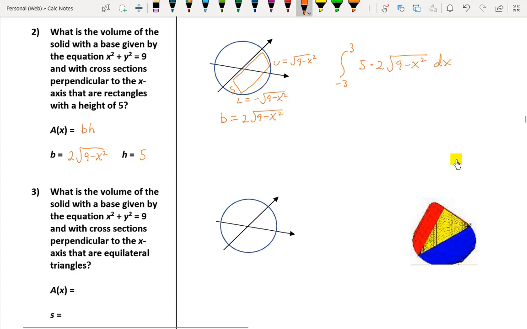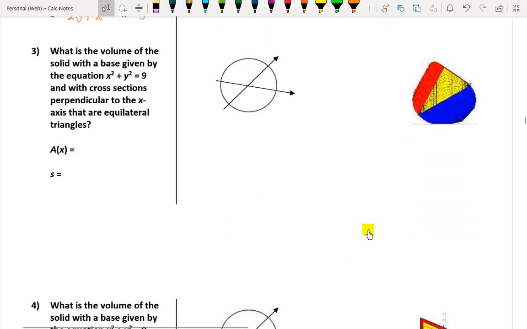dx. All right, and again, we would need to use the calculator to do that. I would encourage you to turn off the video and pop this in your calculator, and you should come up with 141.372 for that one. Okay.